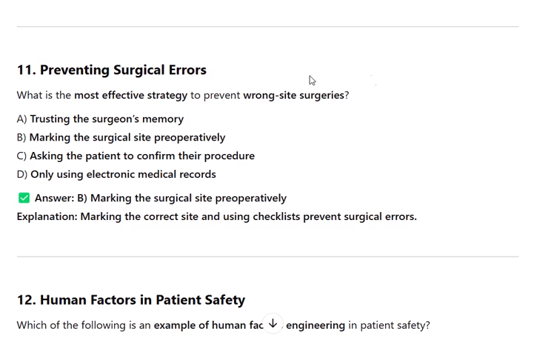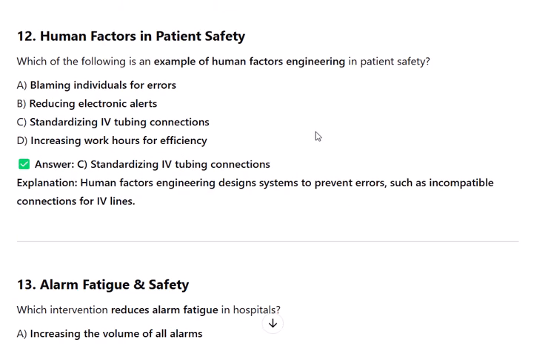12. Human factors in patient safety. Which of the following is an example of human factors engineering in patient safety? A. Blaming individuals for errors. B. Reducing electronic alerts. C. Standardizing IV tubing connections. D. Increasing work hours for efficiency. Answer: C. Standardizing IV tubing connections. Explanation: human factors engineering designs systems to prevent errors, such as incompatible connections for IV lines.